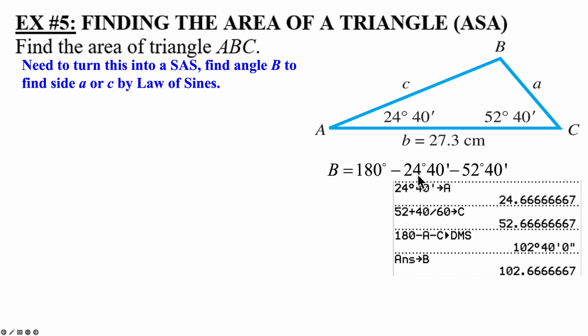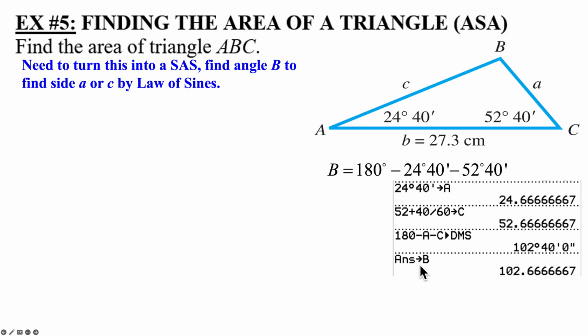So notice what I did in my calculator. I typed in 24 degrees, 40 minutes, stored it in A. Okay, gives me 24.666666. Angle C, I typed it in the quick way, 52 plus 40 divided by 60, and stored it for capital C. Sorry, that's alpha C. Again, you have to find angle B.